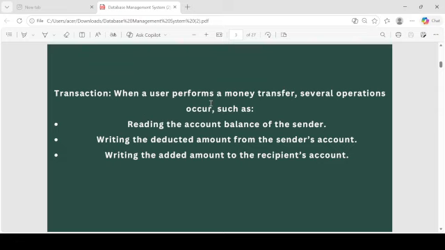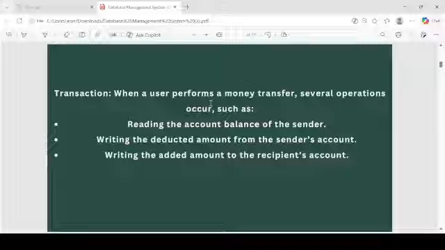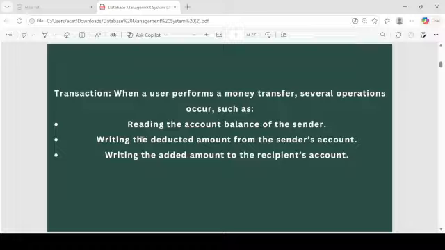For example, when a user performs a money transfer, several operations occur: reading the account balance of the sender, writing the deducted amount to the sender's account, and writing the added amount to the recipient's account. So this is the process that is performed when money is transferred from one account to another account.